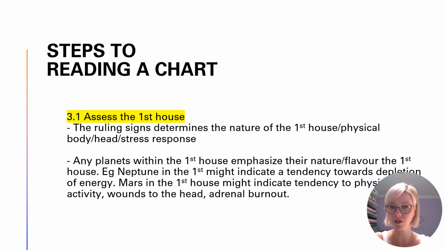So someone with Neptune in the 1st house might indicate a tendency towards depletion of energy, because remember, the pathological action of Neptune is dissolving and depleting. So if we have dissolving and depleting Neptune in the first house of energy, and how we handle stress, that means that that person might have a depleted energy, or they might feel drained of energy, or stress might really drain their energy. So I'm just trying to show you how to interpret that.